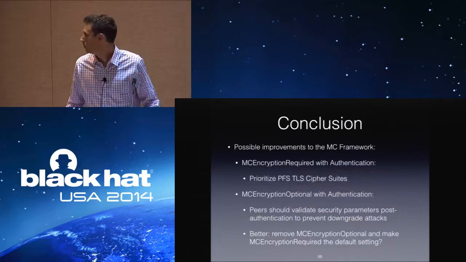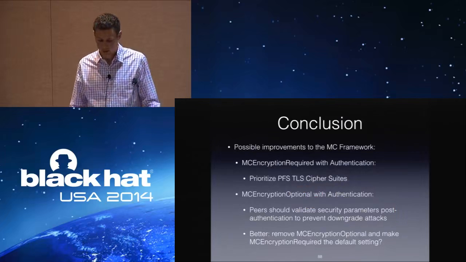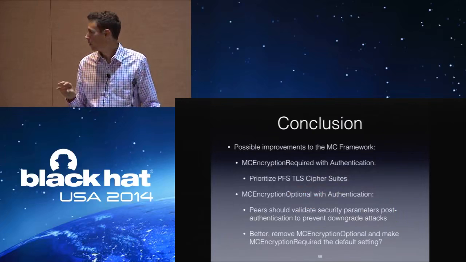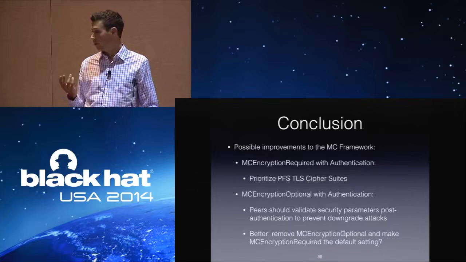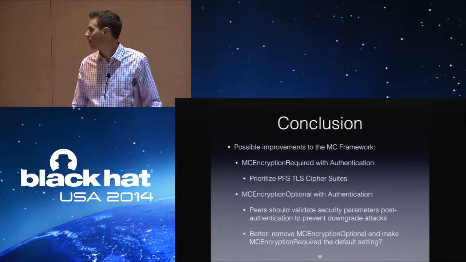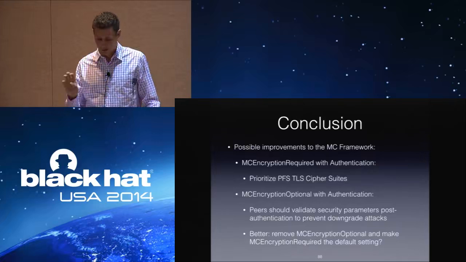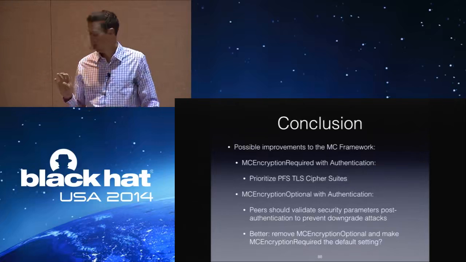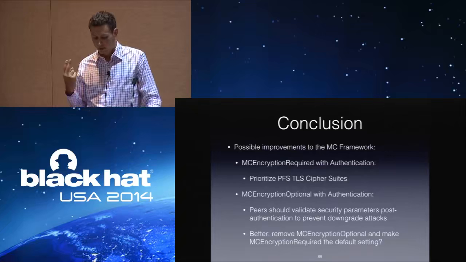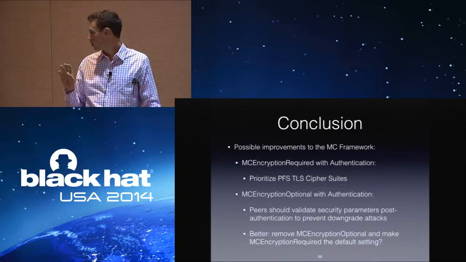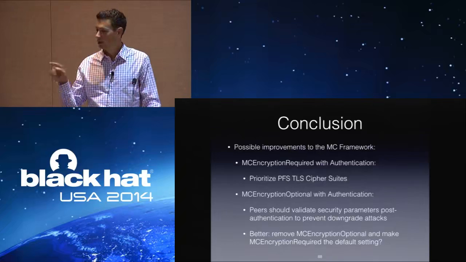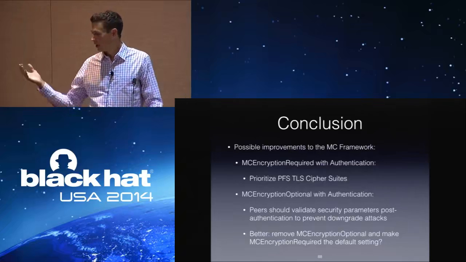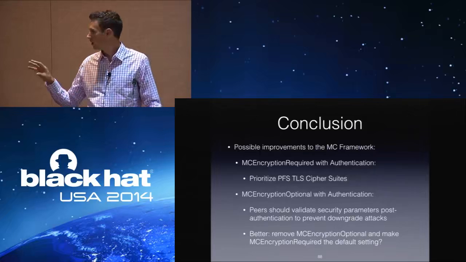So, things Apple could do to improve the framework. One is prioritizing perfect forward secrecy for when you use encryption, because it's already enabled but not actually being used, which is too bad. And then for encryption optional with authentication, which is the downgrade attack I described, there are two options. One is they should validate the security settings as they were exchanged, validate them after authentication to make sure, again, that what they received was what the other guy sent.